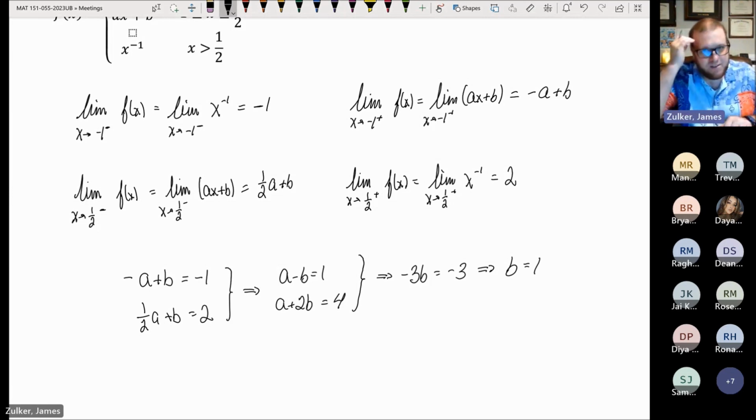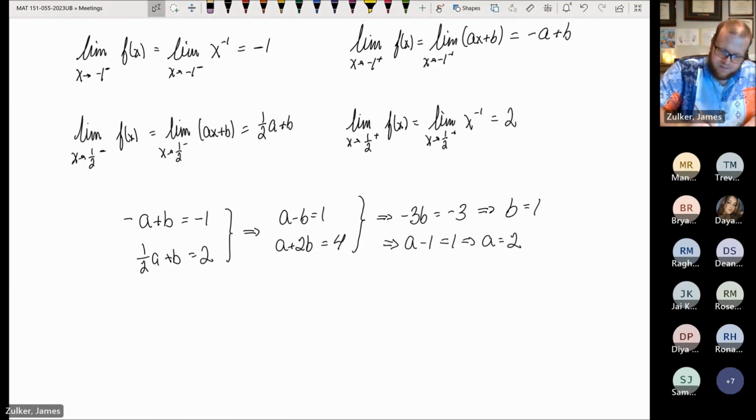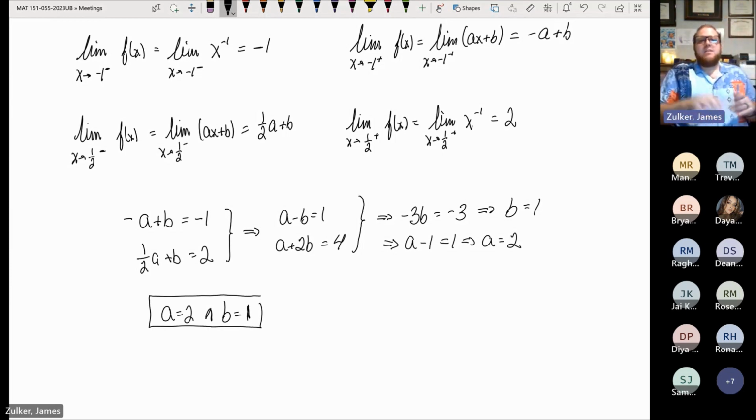Pick one of the two equations, plug b equals 1 into it, solve for a. So we get a is equal to 2. All right, so the two constants that would make this function continuous everywhere, a equals 2 and b equals 1.